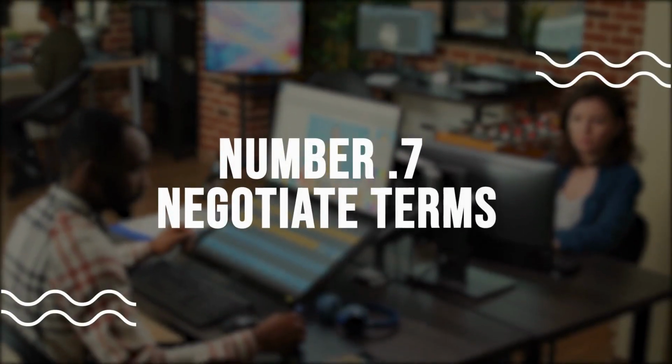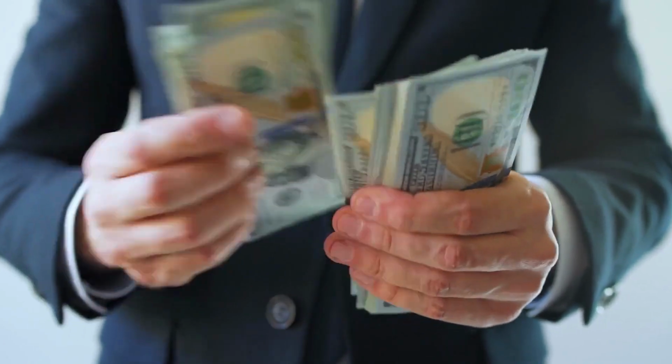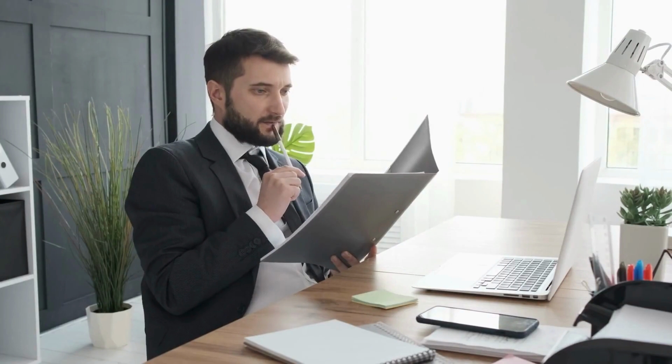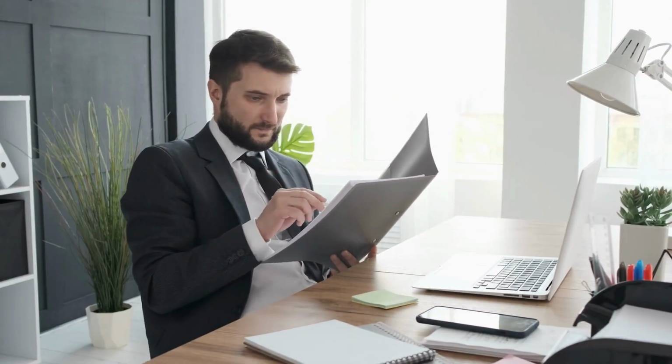Number 7. Negotiate terms. When working with brands, be sure to negotiate terms that are fair and reasonable for both parties. This can include payment, content requirements, and deadlines. Be clear about what is expected from both parties and ensure that you have a written agreement in place.